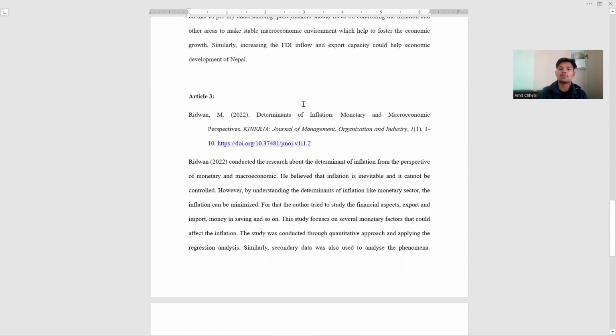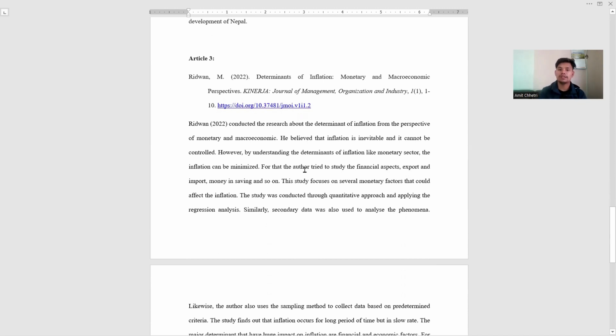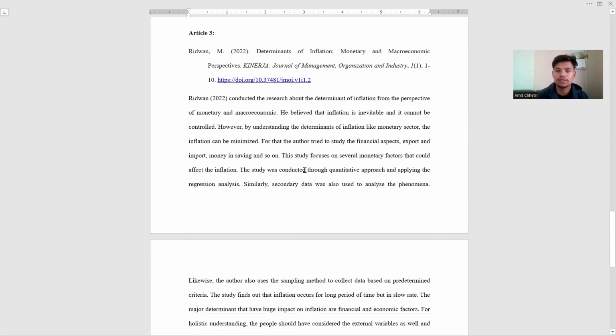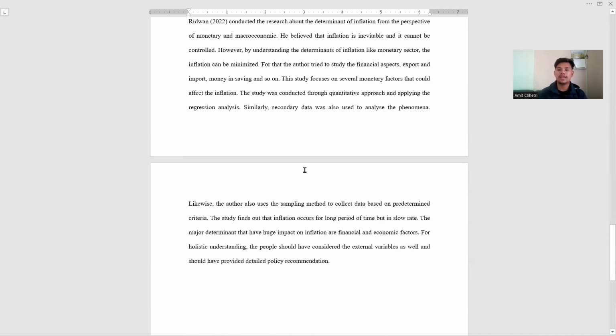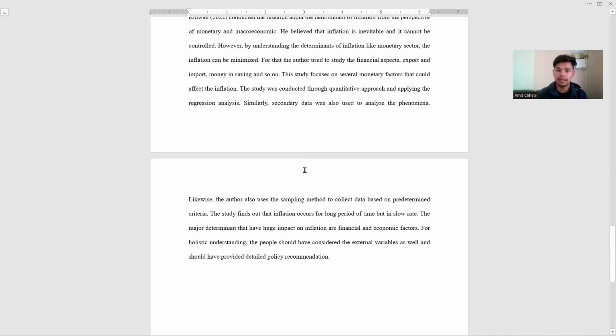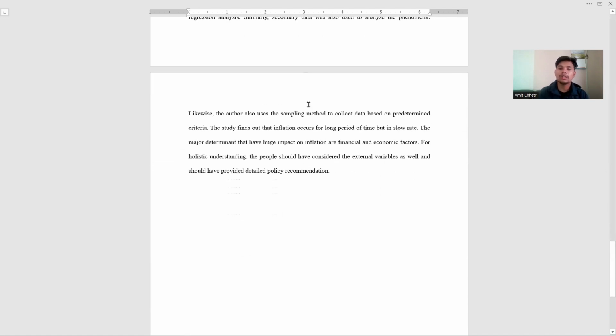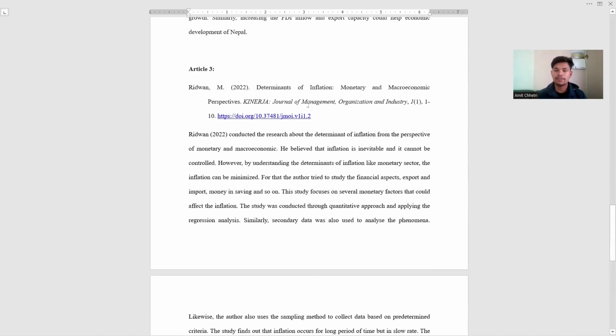And talking about article number 3, it was written by Ridwan, and they have talked about the determinants of inflation from the perspective of monetary and economic variables. So here also he has used the quantitative approach, and he has mainly used the concept of regression analysis for this paper. So all these papers will be very handy in our further research because they are related with inflation and determinants of inflation and how inflation affects the economic growth of the country, or of Nepal.